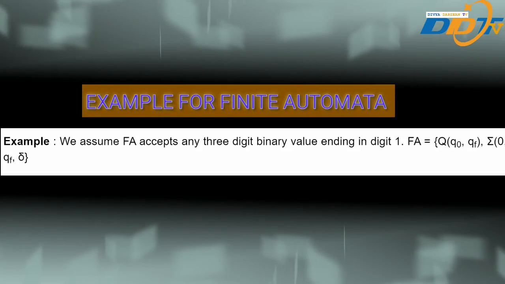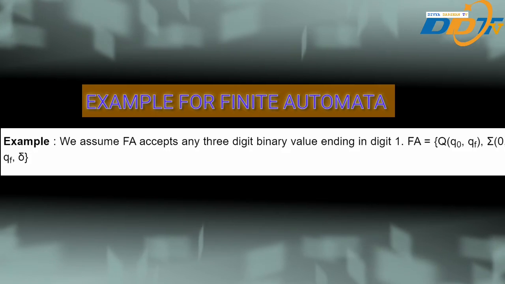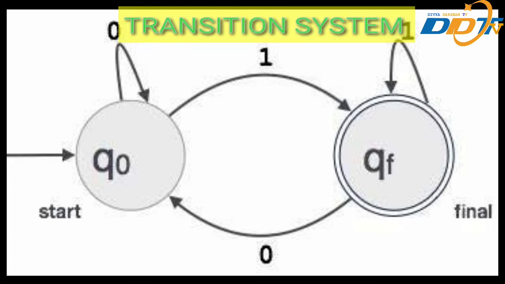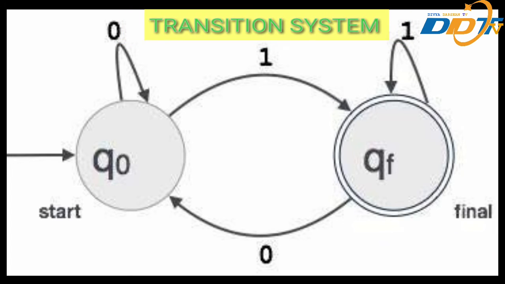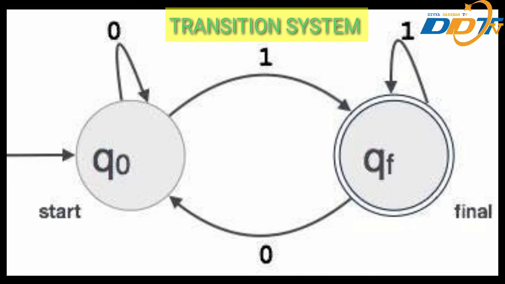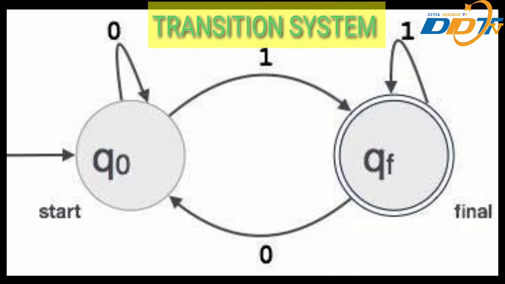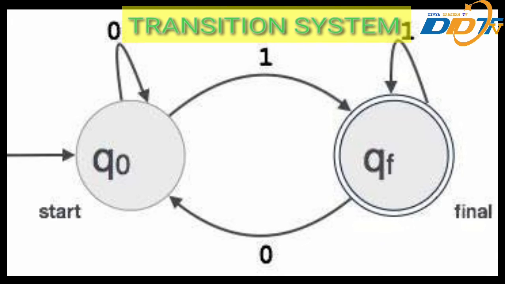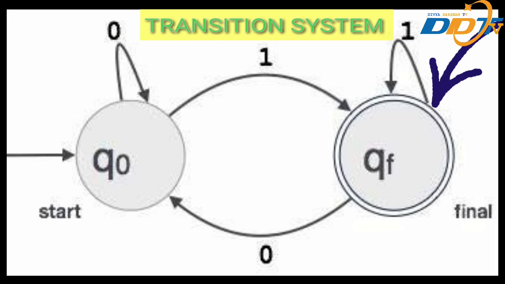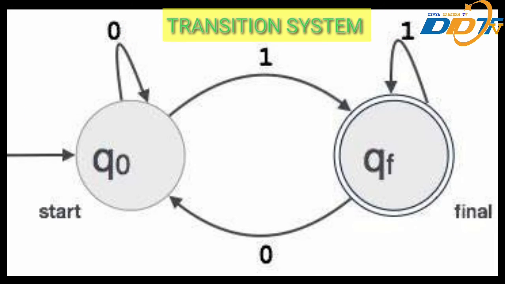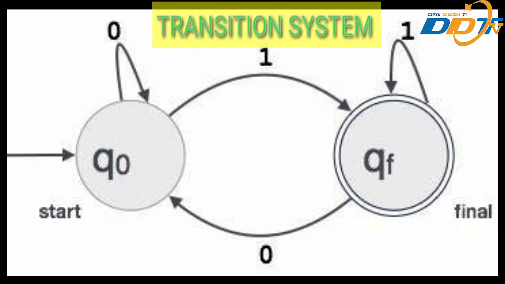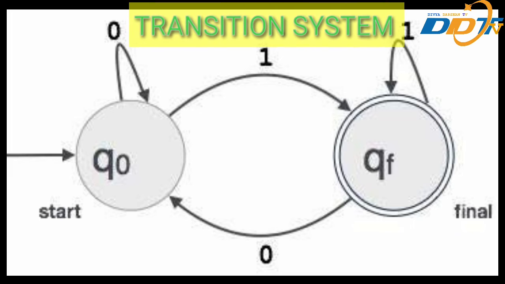So we assume an FA accepts any 3-digit binary value ending in digit 1. So here is the transition diagram of the FA which accepts a 3-digit binary value ending in digit 1. Here the initial state is denoted by Q0 and the final state is denoted by QF. And the final state is represented by double circles. Here the start state has an arrow pointed towards it. So we know that binary numbers have two values, that is 0 and 1.